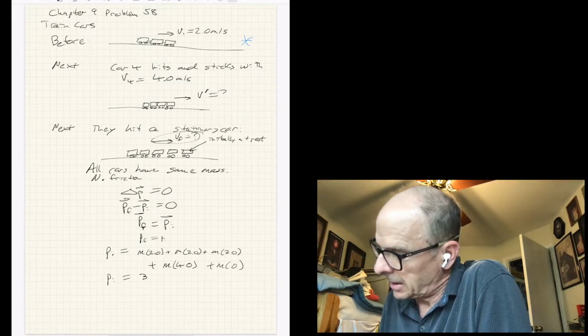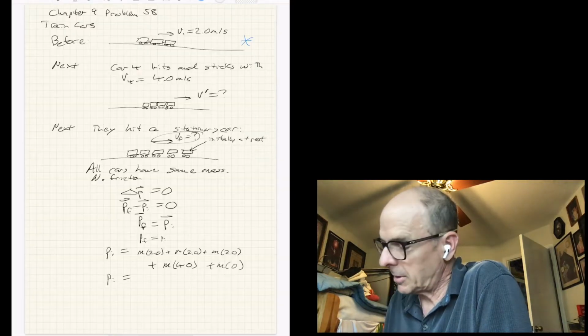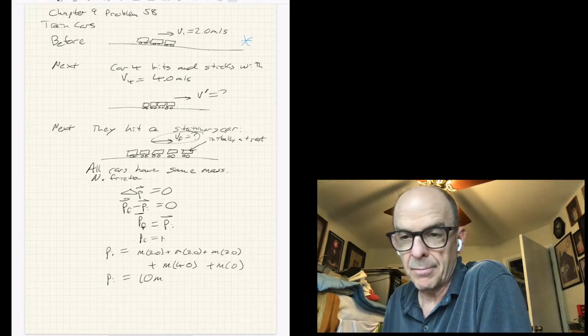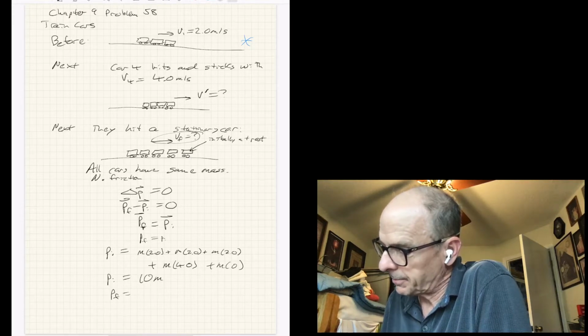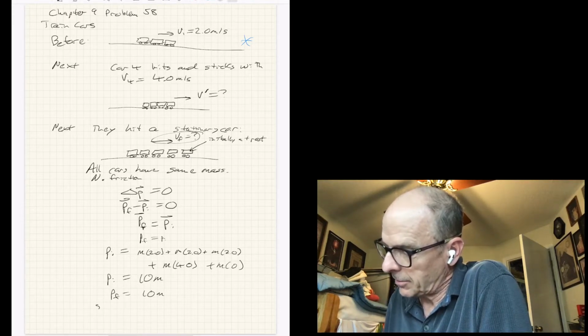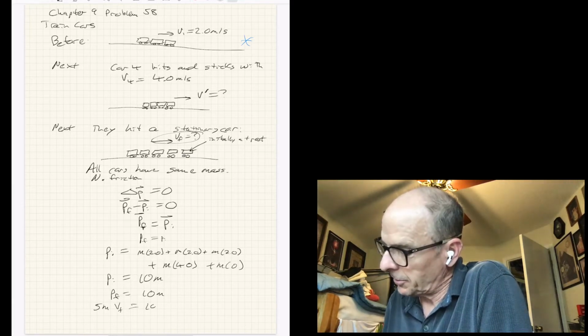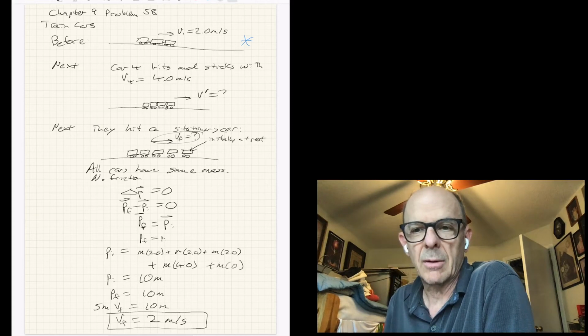Well, let's do it this way. 2m plus 2m plus 2m is 6m. 6m plus 4m is 10 times m. And the final momentum has to equal that initial momentum. And the final momentum is 5 cars all stuck together times whatever their final velocity is, equal to 10m. So VF is simply 10m over 5m, or 2 meters per second. Okay, so pretty straightforward.